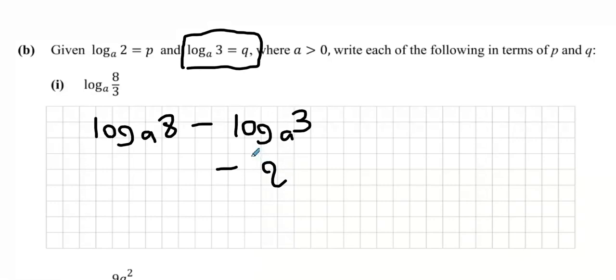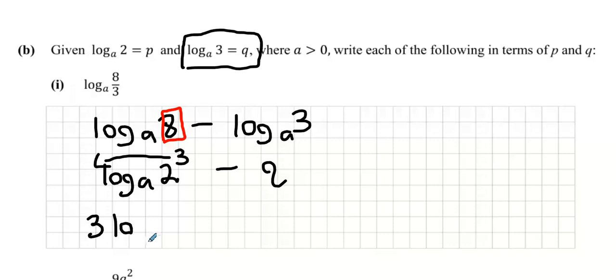Now here's the painful part. What can you convert 8 into? Anybody? Two to the power of 3. See, the 8 converts into 2 to the power of 3? The power moves to the front to make it 3 log 2 base A. What is log 2 base A? P, isn't it? So the answer is 3p minus q.